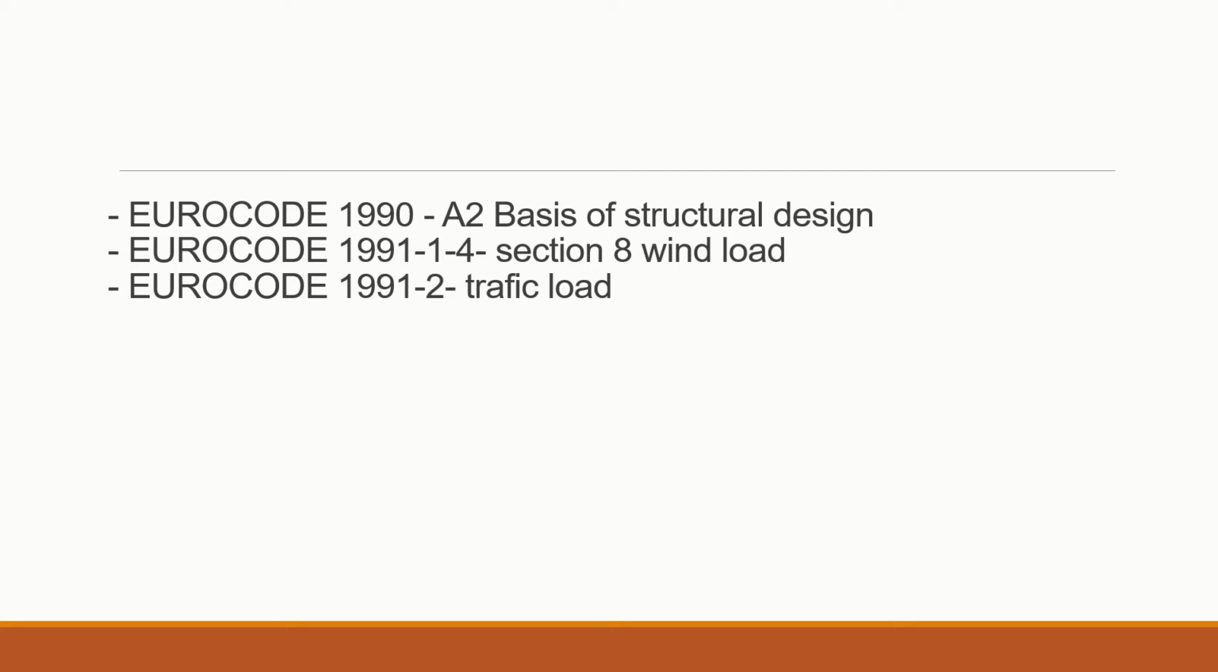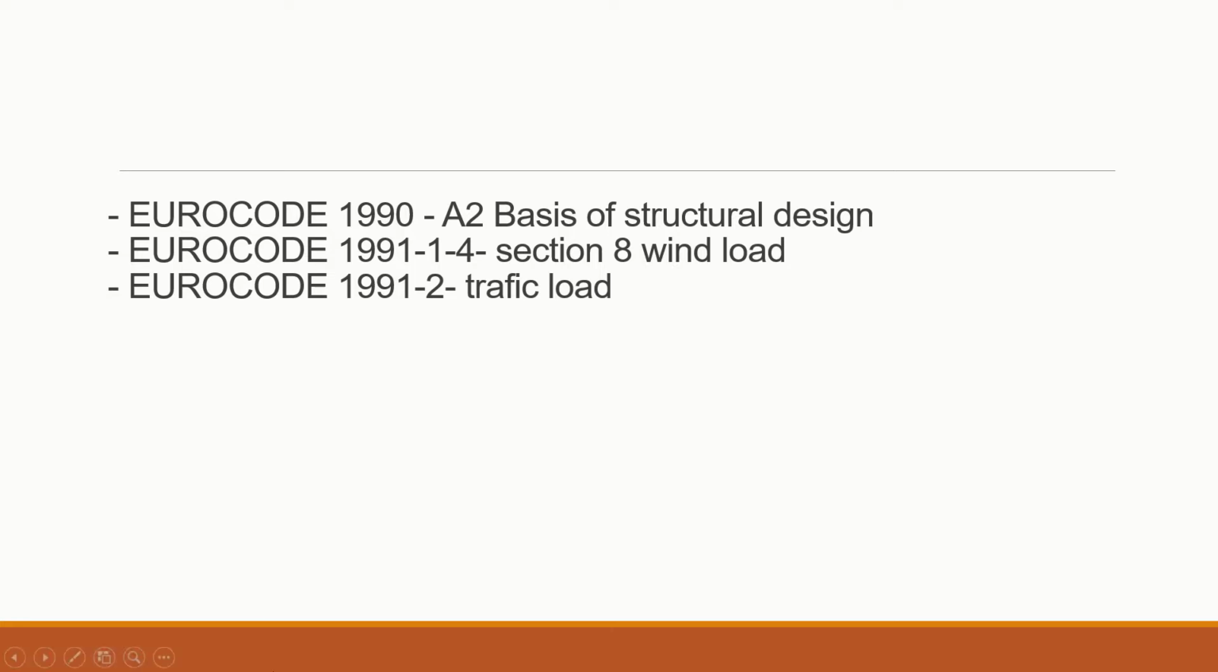So first of all, I'm going to talk about the codes that you can use for the footbridge. There's plenty of codes, but I'm going to use the Eurocode. So if you're not using the Eurocode, you can still watch the tutorial and learn the main idea about how to design a footbridge. So it's the basics, and the codes are just a supplement about how to calculate it. So I'm going to use Eurocode 0 A2, which is the basis of structural design for bridges, Eurocode 1-1-4 section 8, which is wind load, and Eurocode 1-2, which is traffic load.